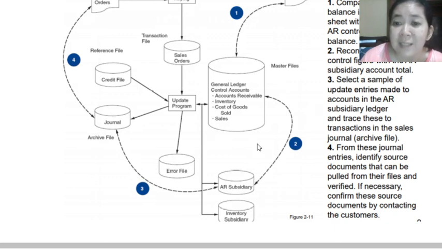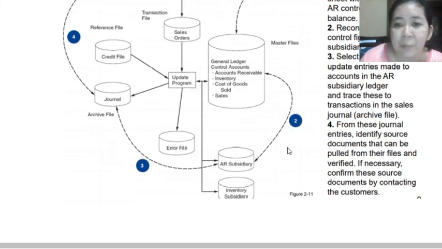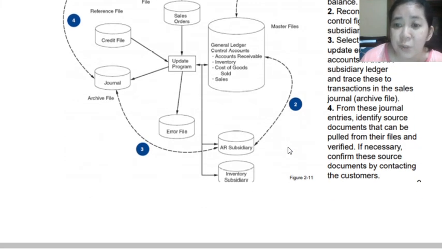After that, they can select a sample of update entries made to the accounts receivable, and trace these transactions from the sales journal or from the archive that they filed earlier. And number 4, from the sales journal entries, they can identify source documents that can be pulled from their files and used for verification. If necessary, they can also confirm these source documents by contacting the customers.